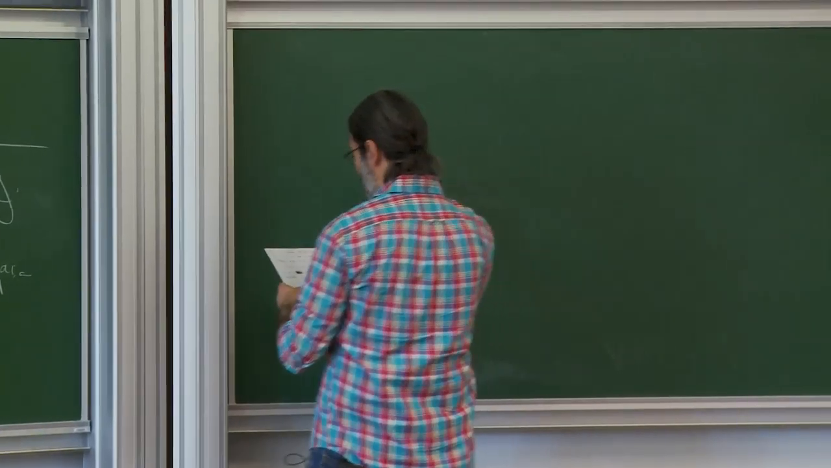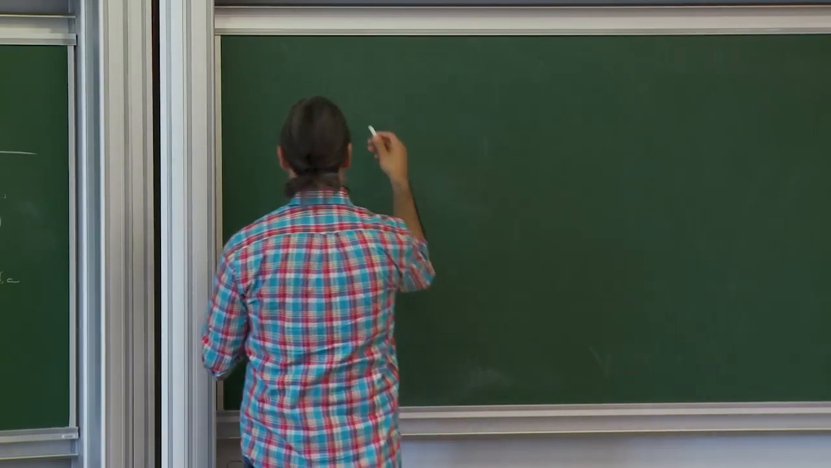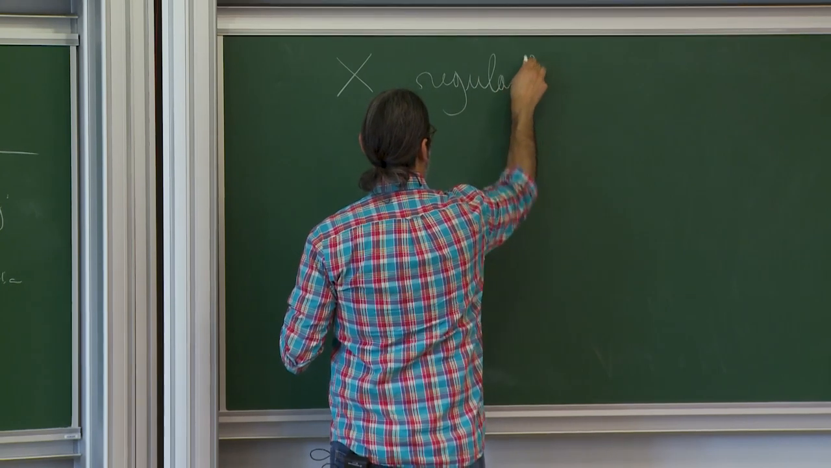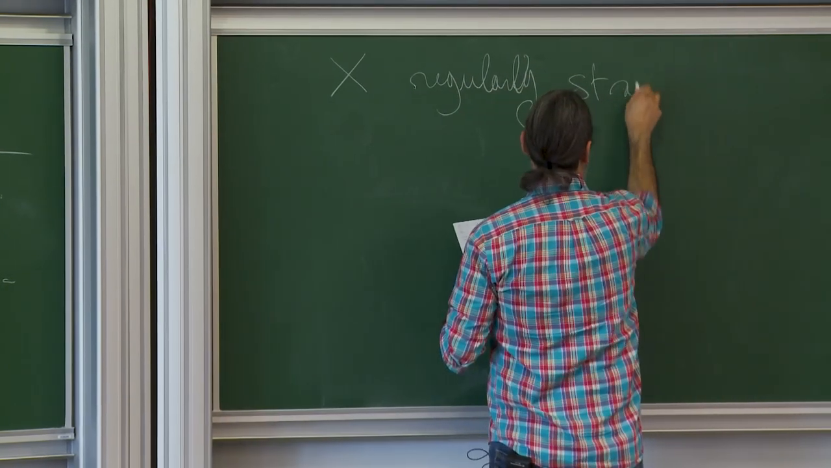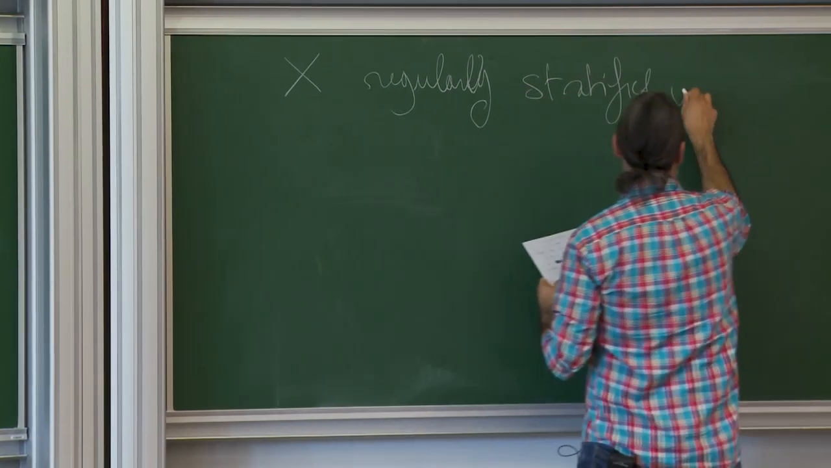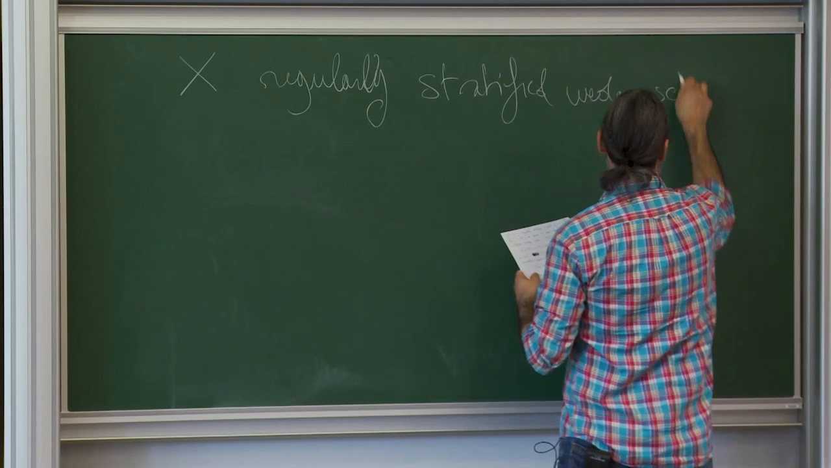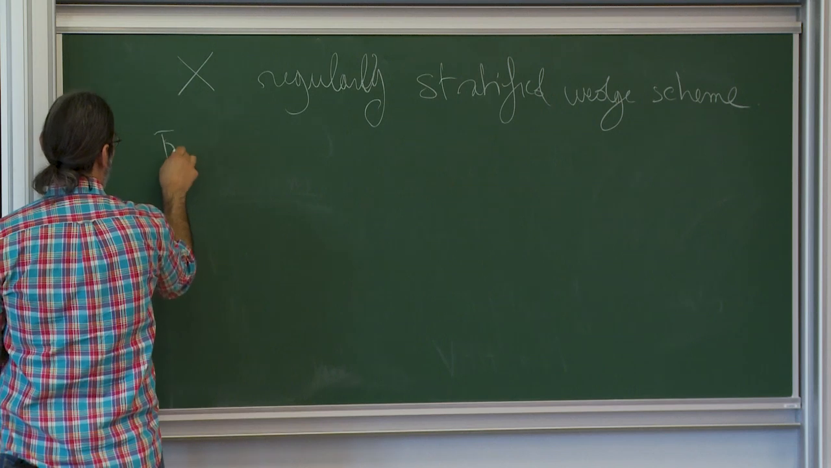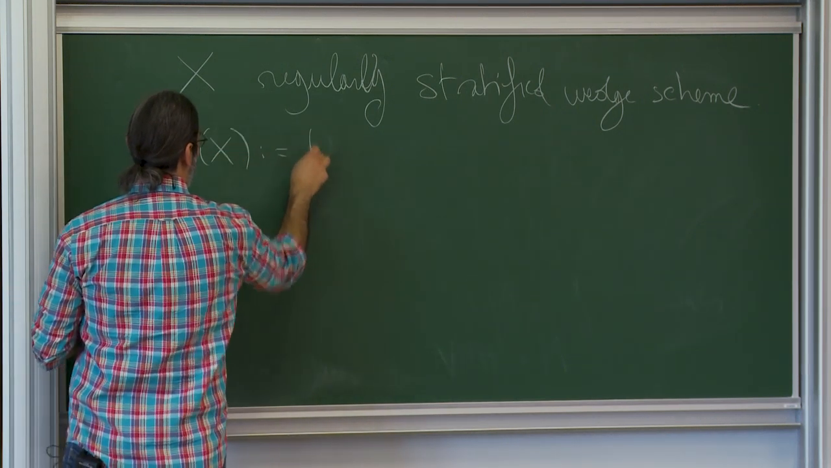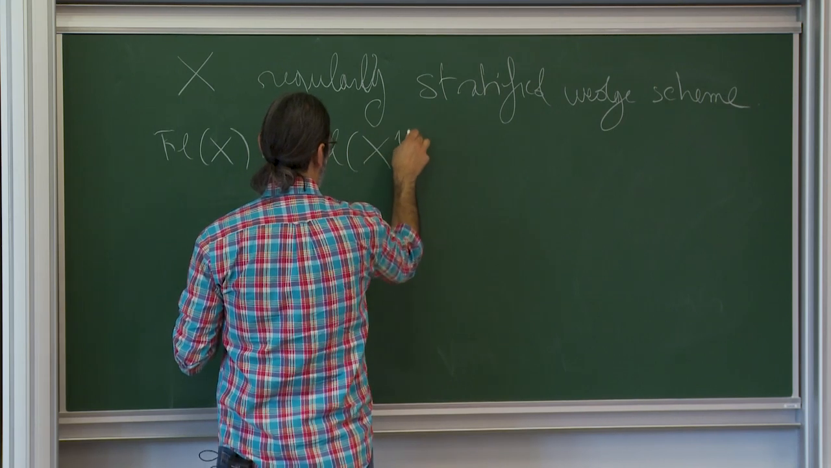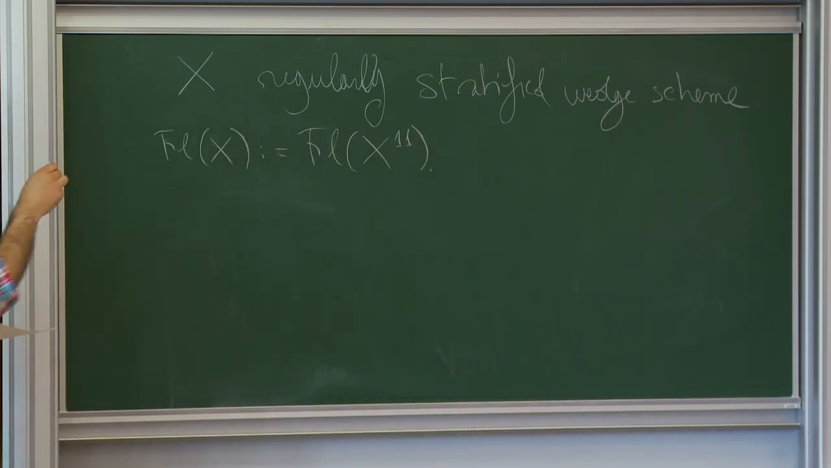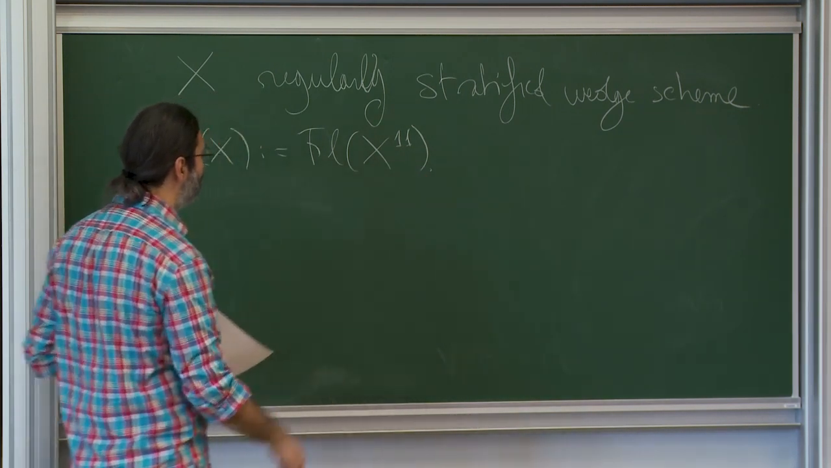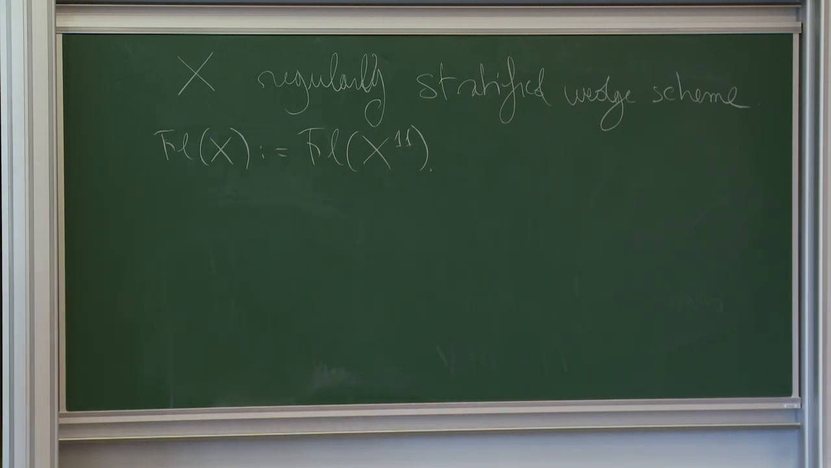Another thing that you can do in this setting is the following. If you have X a regularly stratified wedge scheme, I define the category of flags. By definition, this is flag of X_11. So a flag in a wedge scheme is just a flag in the top scheme. Of course, once you have a flag in X_11, you get a flag also in the two others by pushforward.